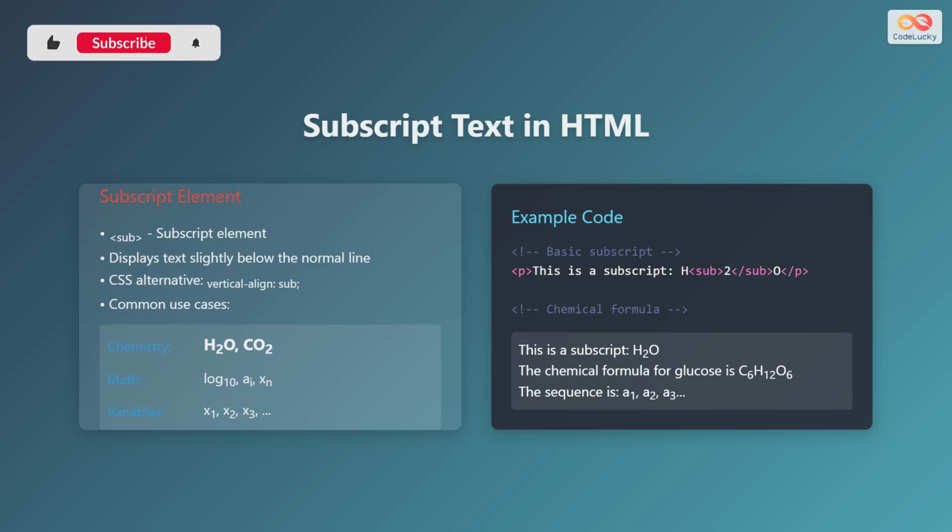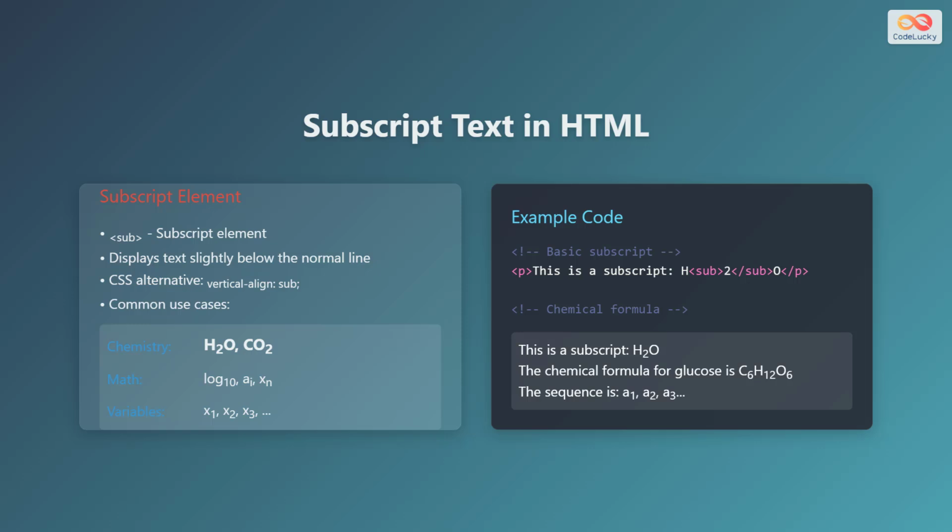Let's dive into subscript text in HTML. The sub tag is used for subscript text. It displays text slightly below the normal line. You can also use CSS with the property vertical-align: sub. Common use cases include chemical formulas, math notations, and variable indexing. For example, representing the number of atoms in a molecule.